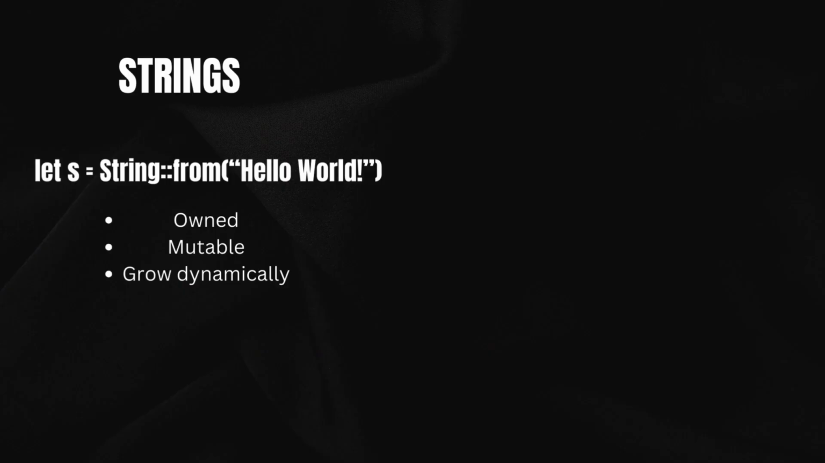First, let's break down the difference. Both String and string references are used to handle strings, but they serve distinct purposes. String is like a trusty sidekick. It's owned, mutable, and ready to grow as needed. This UTF-8 encoded string type is perfect for when you want to modify your string's contents.